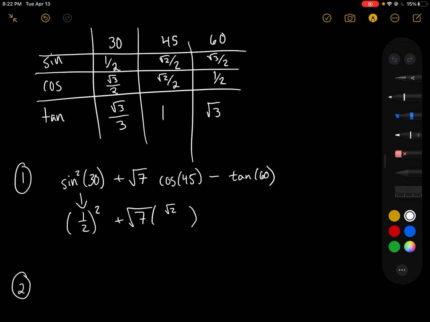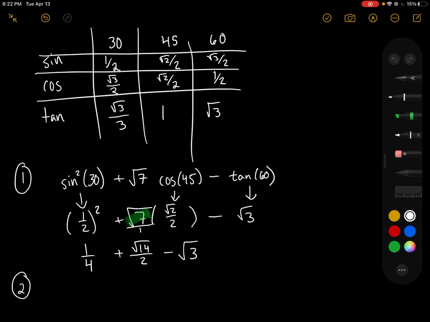So here the sine of 30 is 1/2. So we take that and we square it. Next, the cosine of 45 is root 2 over 2. And then finally, the tangent of 60 is the square root of 3. So we go through one step at a time, and we simplify anything that we can. So at this point, we really can't get too much more simple than this. We could make some common denominators here.